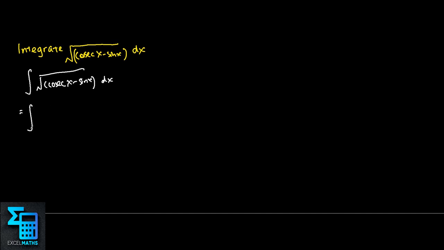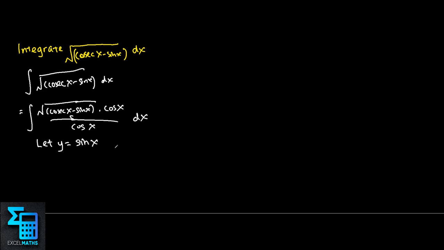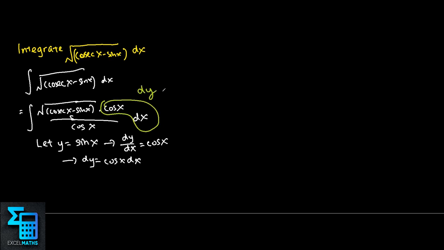All right. So it will become something like the integral of square root of cosecant x minus sin x, so this is one whole chunk, times cosine x over cosine x dx. Okay. So now we're going to do the integration by substitution by letting y equal sin x, and hence dy over dx is equal to cosine x, which means dy is equal to cosine x dx. So if you look at here, this whole thing becomes dy, okay? And this will become y.